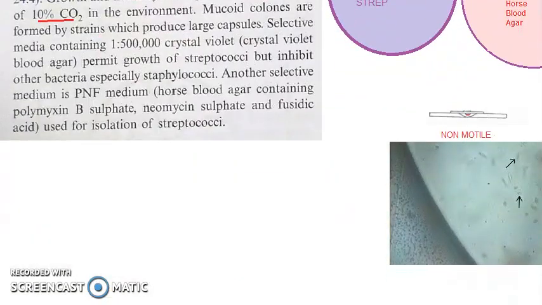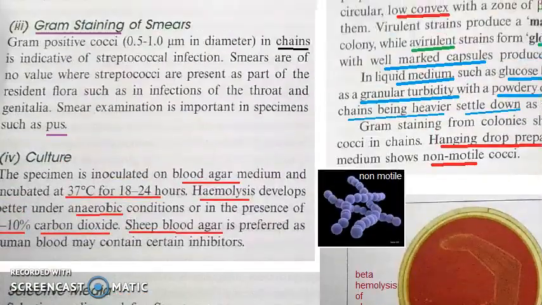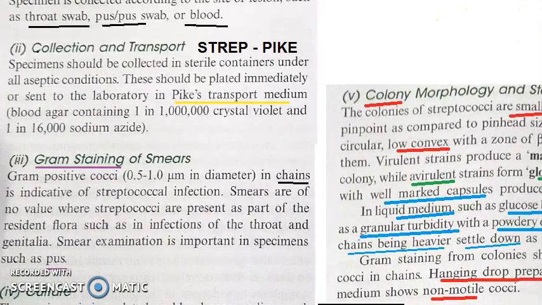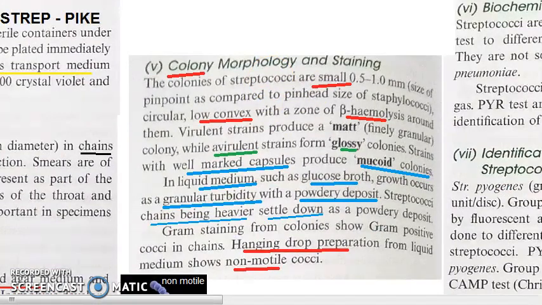Okay, let's move on then. Let us look at the colony morphology here. Colonies of Streptococci are small colonies, low convex, and beta hemolysis must be present around them. Virulent strains are matte, avirulent strains are glossy. Usually something that you can remember is, if something is glossy, shiny, those things are avirulent. Why? Because they slide through. They cannot stick.